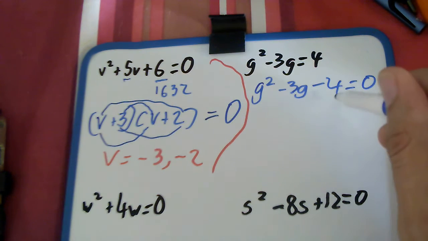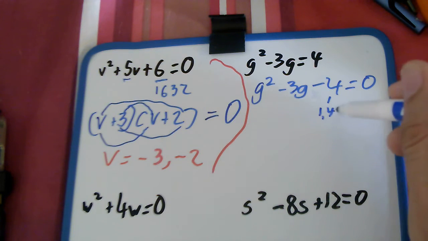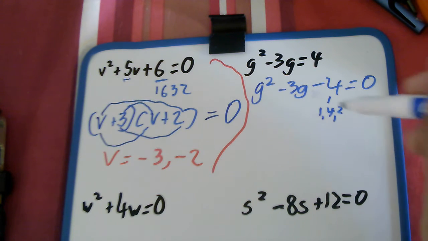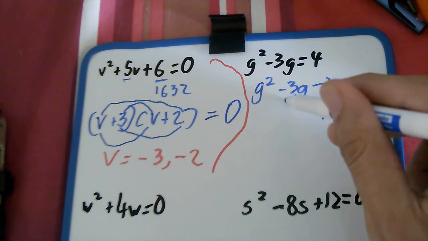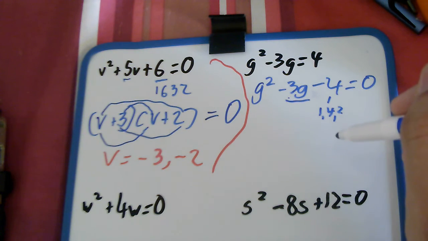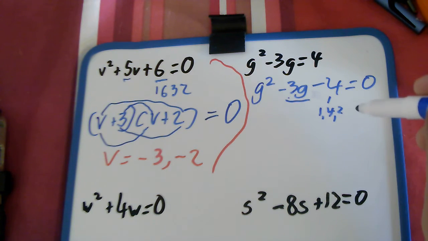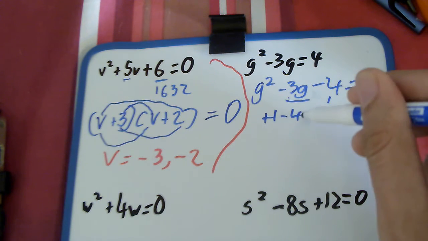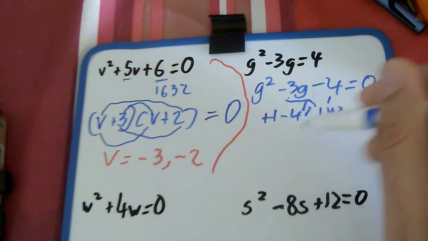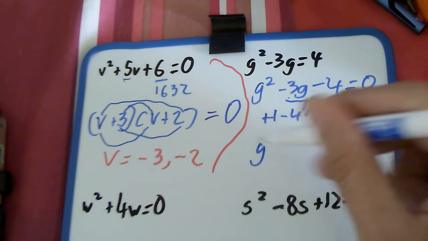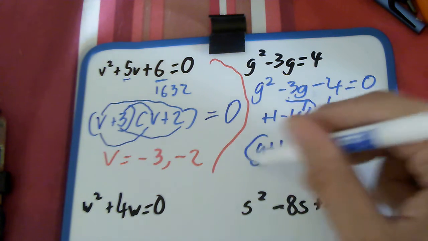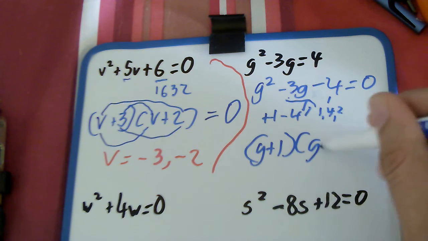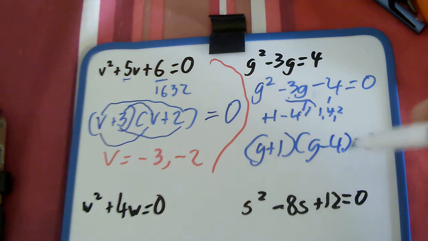And now we're doing the same again. We look at the factors of 4: 1 and 4, and then 2 and 2. Which of these can we manipulate to end up getting minus 3? How about if I add 1 and then minus 4? If I add 1 and minus 4, that will get me minus 3. So that's what it will end up being: (g plus 1)(g take 4) equals 0.